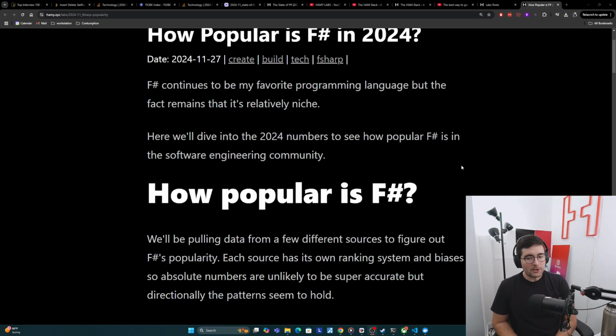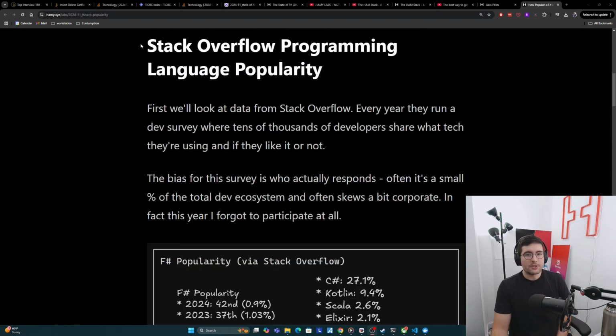So we'll be pulling data from a few different sources to figure out F#'s popularity. Each source has its own ranking system and biases, so absolute numbers are unlikely to be super accurate, but directionally the patterns seem to hold. And so we should be able to take directional figures from this to better understand its place in the industry. So first, we'll start off with Stack Overflow and pulling programming language popularity from that.